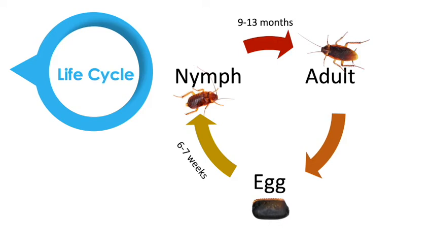Roaches reproduce at an enormous rate and are capable of producing several thousand offspring in a year. They are often carried into homes in shipping materials, grocery bags, beer and soda cases, sometimes laundry and used appliances.